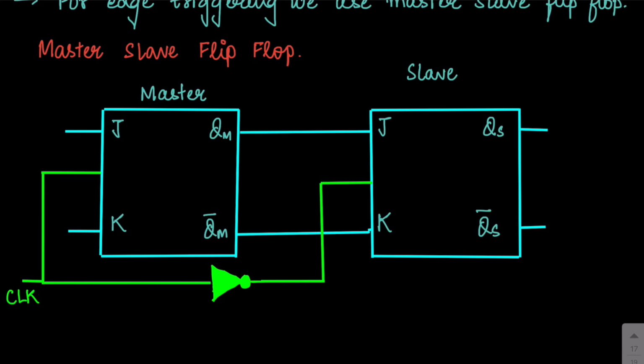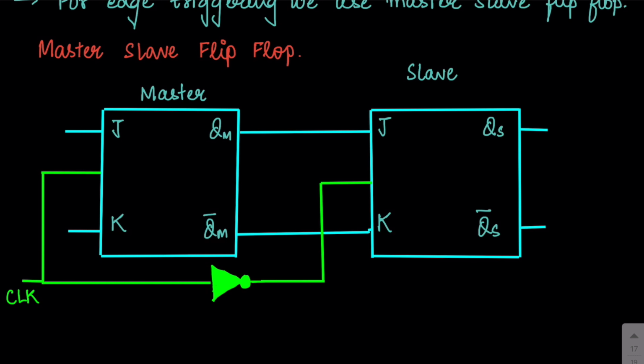In this video, we will discuss the master-slave flip-flop, which is used to implement edge triggering, and it removes the problem of the race around condition. We will discuss both the positive edge and the negative edge circuits using the master-slave configuration.